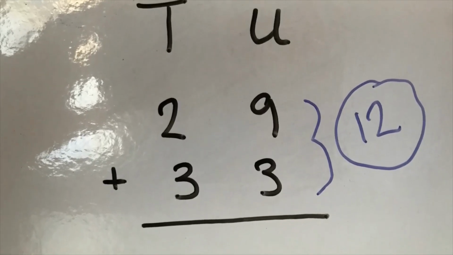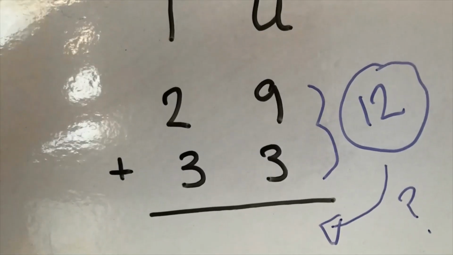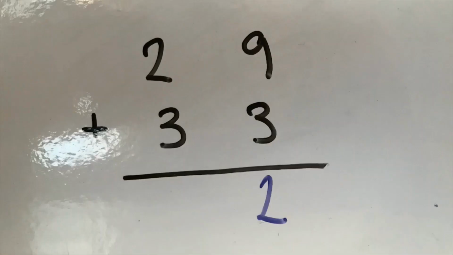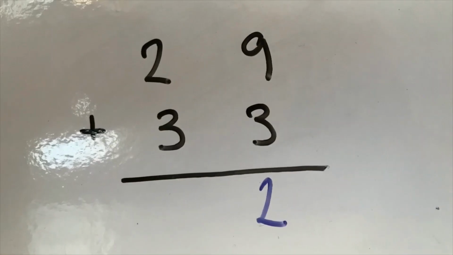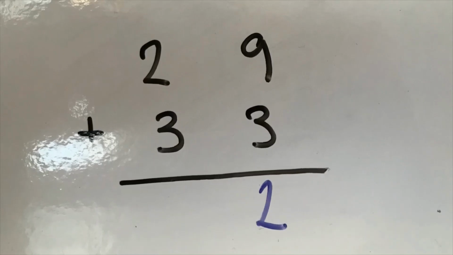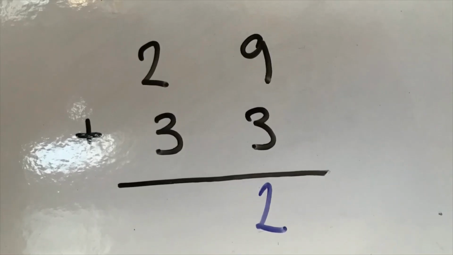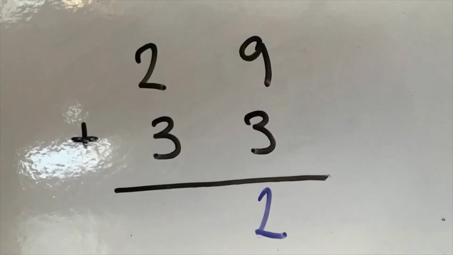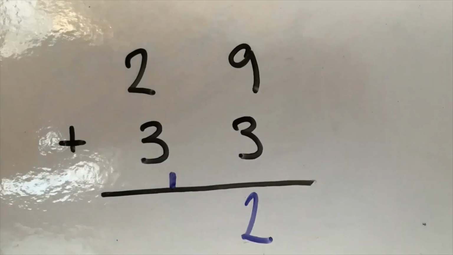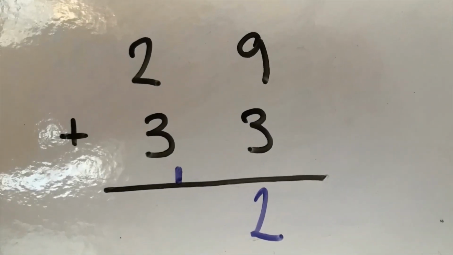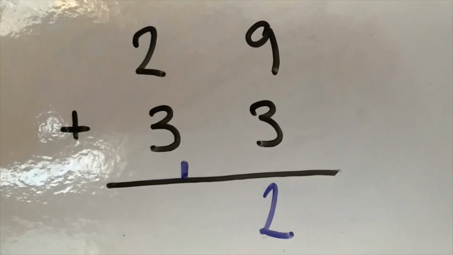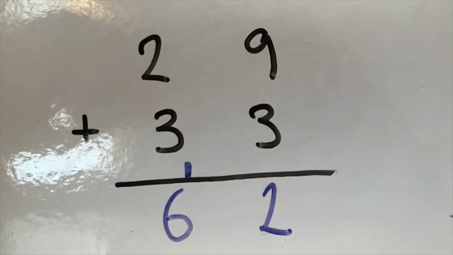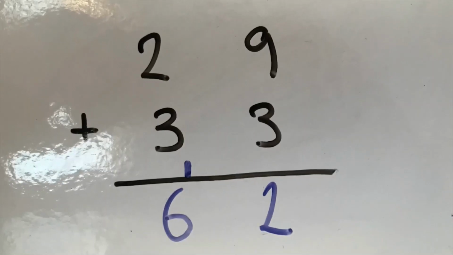But I'm looking at this, and where are we going to put it, girls and boys? Well, this is where the exchange comes in. So looking at 9 add 3, we've got our 12, and we're going to put the 2, which is the units, right here. But where are we going to put the 10? Well, we're just going to carry it over to the tens column here. And hey presto, 2 add 3 add 1 is 6. And we have the answer 62.